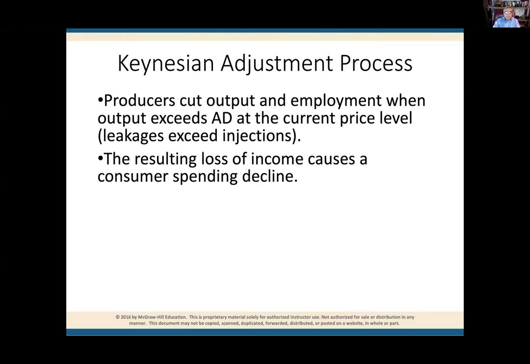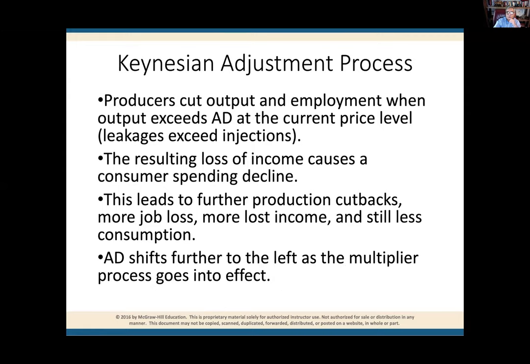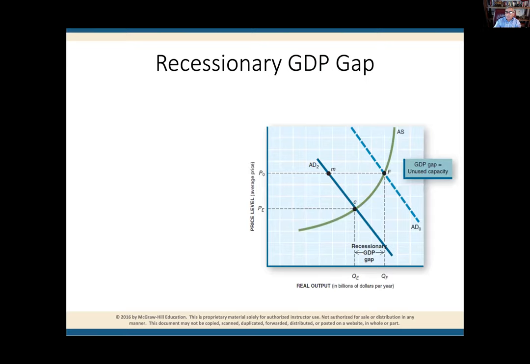We're trying to understand the process. When individuals don't consume, that creates a decrease in income. That decrease in income causes consumer spending to decline, which leads to further production cutbacks, because companies are not producing when you are not buying. Then more jobs are lost, more loss in income, and an even greater decrease in consumption. The aggregate demand will shift to the left by the first initial change times the multiplier. So we can end up with a recessionary gap.